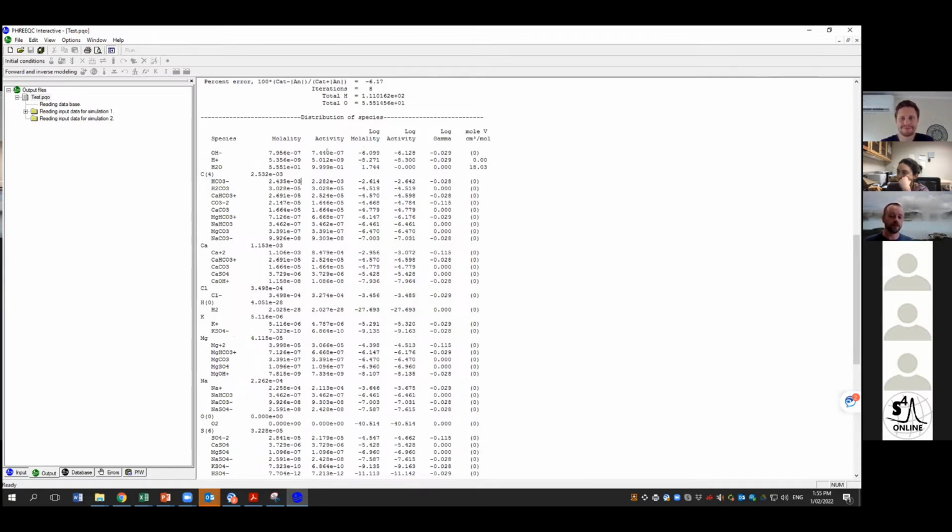The second one to the right of molar is activity, and this is a very closely related term. And what effectively activity is saying is, what is the concentration of the ion in question which is available or active and able to be involved in reactions? Okay, it's a very important concept that just because something is in solution and you can measure it doesn't mean that it's going to react necessarily.